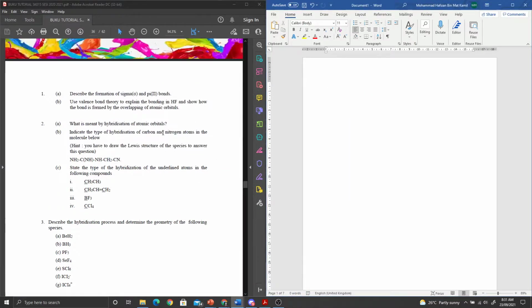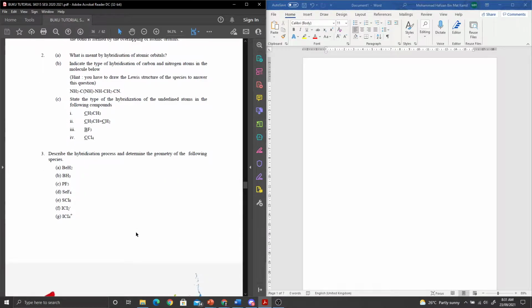So this kind of question, okay, we are doing question example number 3. Where the question, instead of asking what kind of hybridization, like this is the type of hybridization, just tell whether it is sp, sp2, or sp3. But now it says describe the hybridization process.